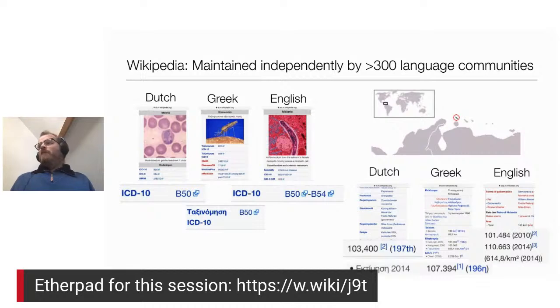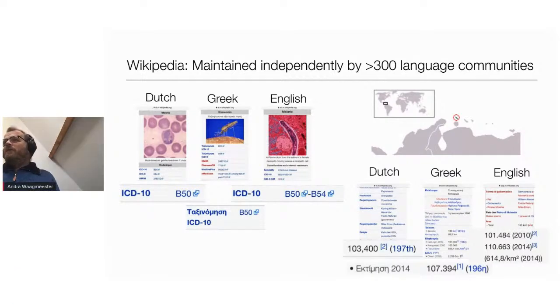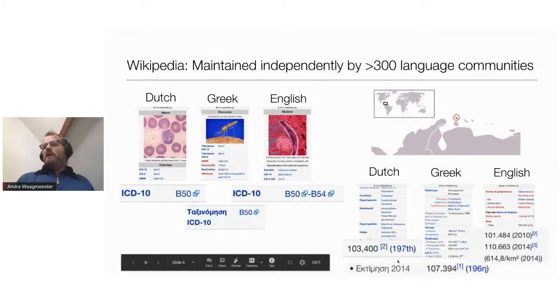The same can be said for numbers. Here's the Wikipedia page of an island in the Caribbean, Aruba. On the Dutch Wikipedia, you see differences in the population size depending on where you look.